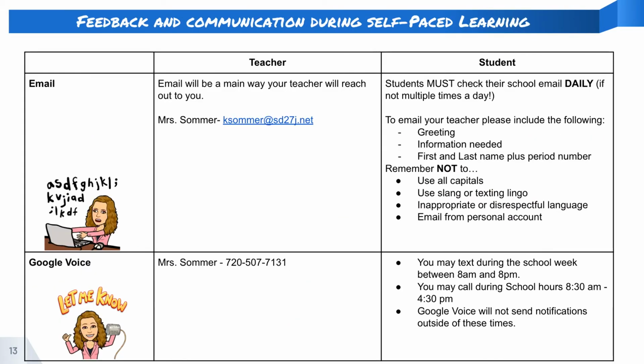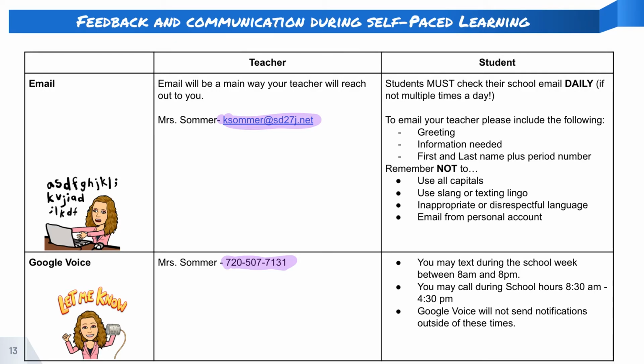Feedback and communication. How can you get a hold of me? Email or text messaging. It's probably the easiest way. My Google Voice school issued phone number is this. My email is here. Make sure you're spelling my name correctly. There's no S at the end and there's no U. It's Mrs. Sommer, but it's spelled with an O and no S at the end. And also check your school email daily, if not multiple times a day.